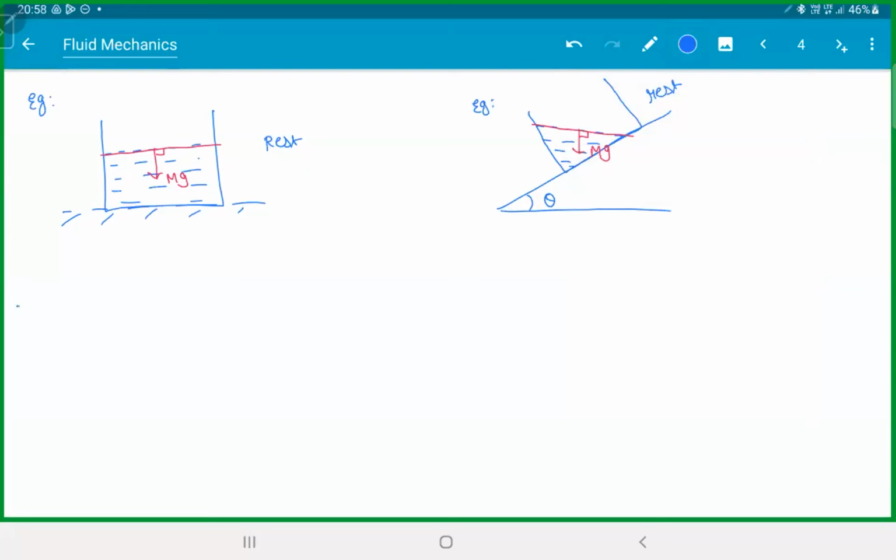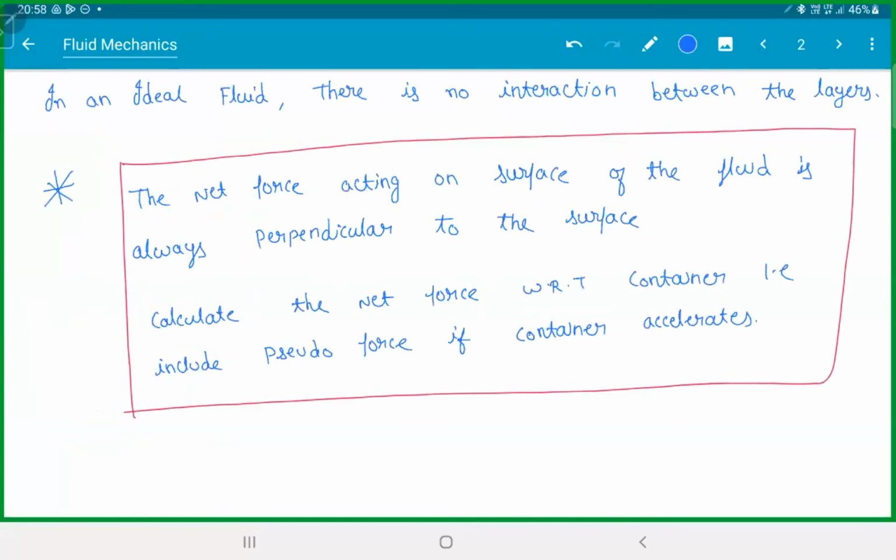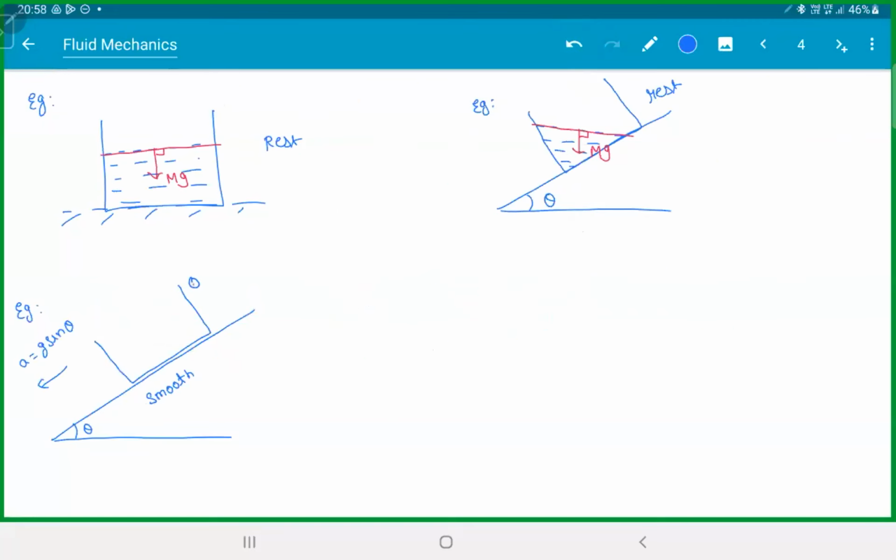But what if this is theta and this is a smooth surface, and the container is going down with an acceleration g sine theta? Remember the statement here. Whenever you calculate the net force, you have to include the pseudo force. Means, where is my observer? My observer is standing on the container and observing it.